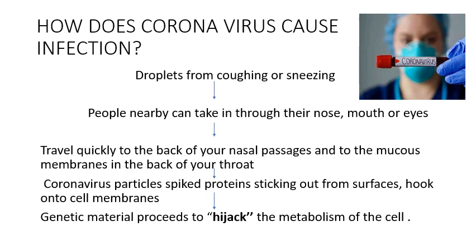Now, how does coronavirus cause infection? Firstly, droplets from coughing or sneezing. Then people nearby can take them in through their nose, mouth or eyes. Then they travel quickly to the back of your nasal passage and to the mucous membrane in the back of your throat. Afterwards, coronavirus particles, with spiked proteins sticking out from their surfaces, hook onto cell membranes. Then at last, the genetic material proceeds to hijack the metabolism of the cell.